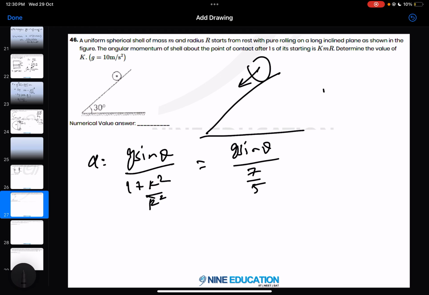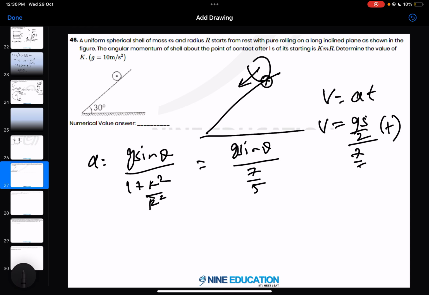Now what will be its velocity, the linear velocity of the center of mass? u plus at. Initial velocity is 0. Acceleration is g sine theta, which is nothing but g by 2, by 7 by 5, into t. Now we need angular momentum about the point of contact. That is why I have calculated the velocity of the center of mass, so that we can find angular momentum.